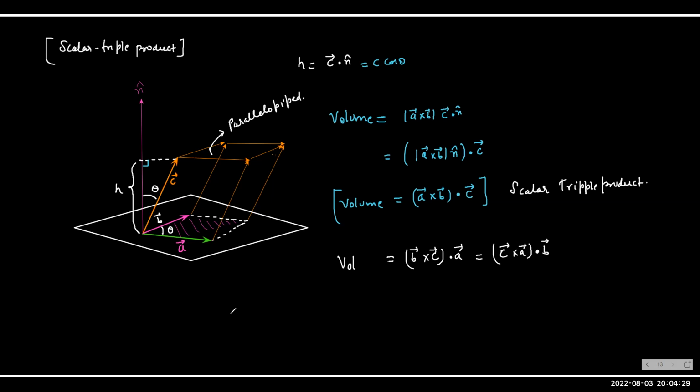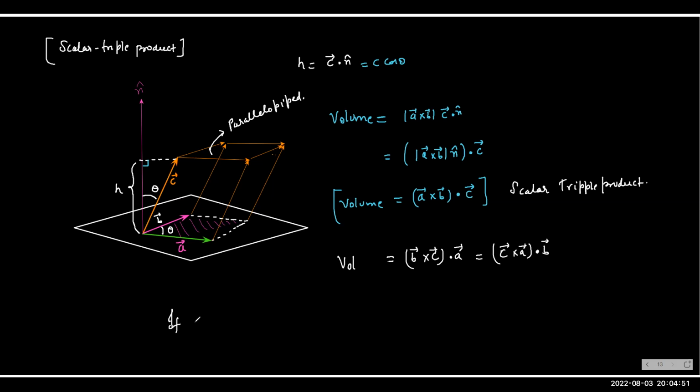Yes or no? Yes, sir. So the simple idea is that this is another way of writing the concept of coplanarity of three vectors. If the scalar triple product of three vectors is zero, it means they are coplanar.